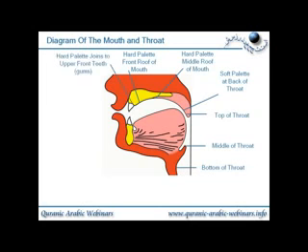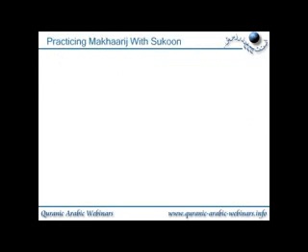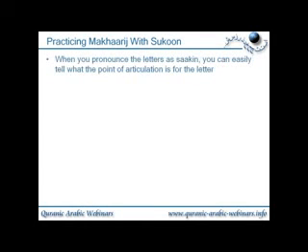And then we have where the hard palate meets the actual teeth, and that's really known as the gums around your inner upper teeth. We then have the gums on the lower teeth, i.e. at the bottom of your bottom teeth, joining with the actual teeth themselves. So these all become important when we're talking about the Makhaarij, because we need to be very precise with what we're doing with the movements within our mouth. Practicing the Makhaarij with Sukoon. When you pronounce the letters as Sakin, you can easily tell what point of articulation is for the letter.